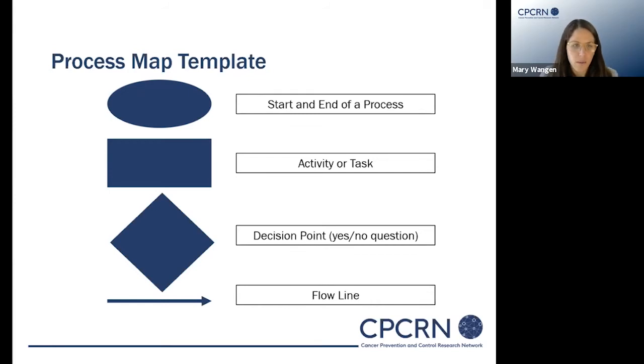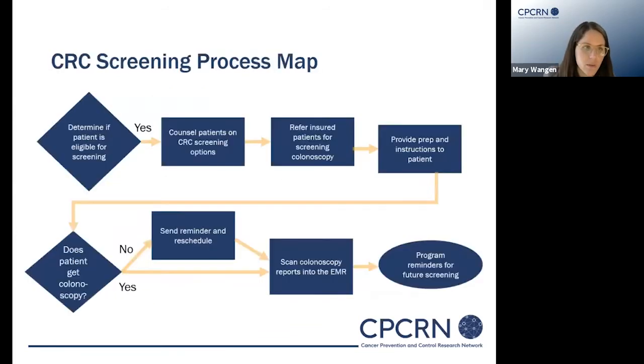And then all of these shapes are connected by the arrow or flow line to show the direction that the process flows. So here is a very simplified example of a process map for colorectal cancer screening. In this example, we actually start with a question. So we have a diamond instead of an oval. And our question is whether or not a patient is eligible for screening. Because this map maps the screening process, we haven't actually included what happens if we say no, but you can certainly do that in your map.